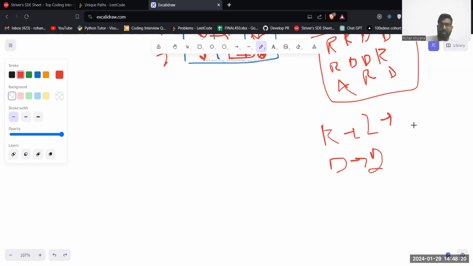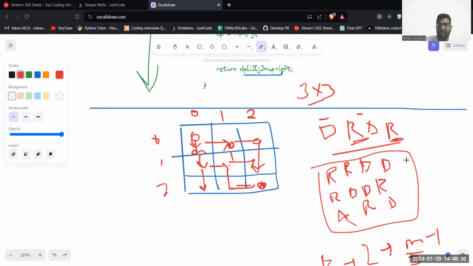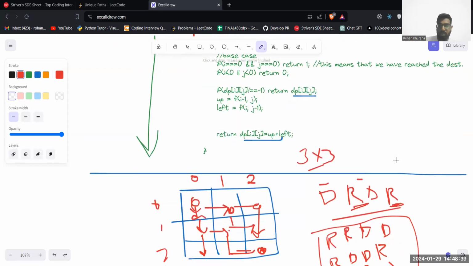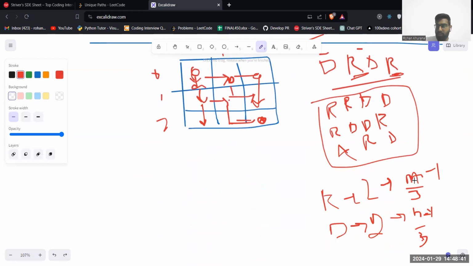What does this mean? This means m minus 1. This means n minus 1. So what is our m? It is nothing but 3. What is our n? It is 3. I can go down, or is it n minus 1? No, it should be n minus 1 for right, and this should be m minus 1. Sorry.